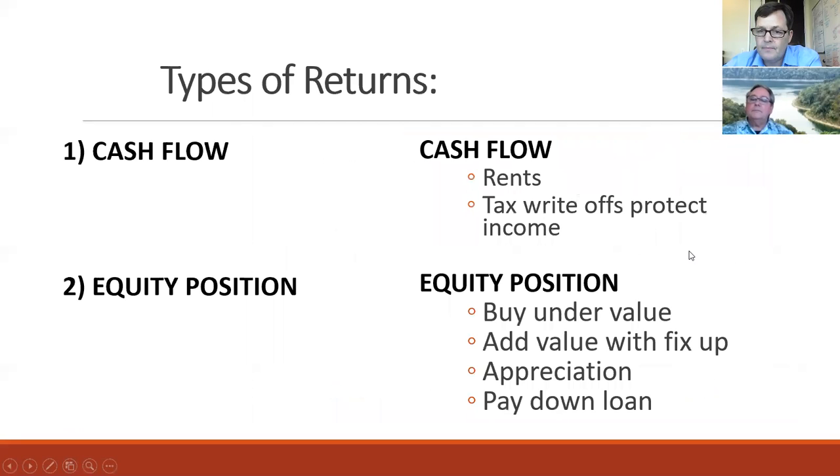And at some point, your debt service will be paid off, and then you have much greater cash flow. Now we're going to talk briefly about the two types of returns, cash flow and equity position. Cash flow is the rents less expenses, just as we discussed, but it's also tax write-offs, which help to protect your rental income, so that some of those expenses you can write off of your income from your cash flow, and so you don't have to pay as much taxes. You can reduce your tax liability.